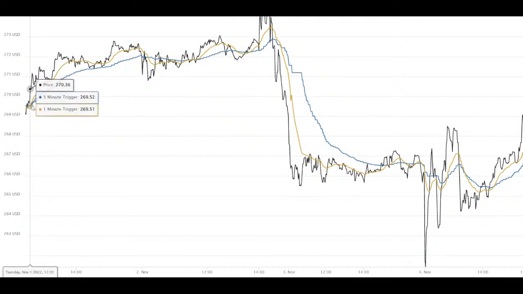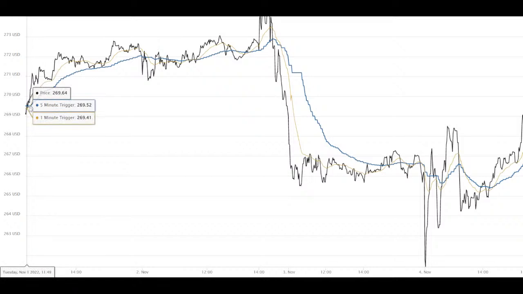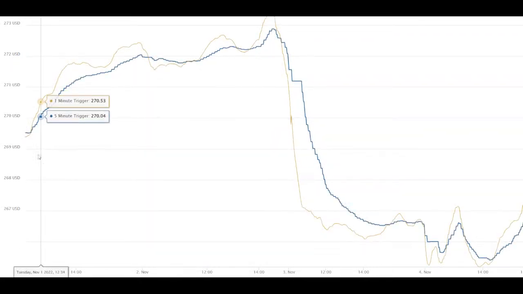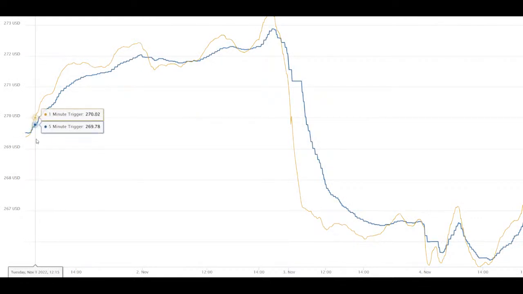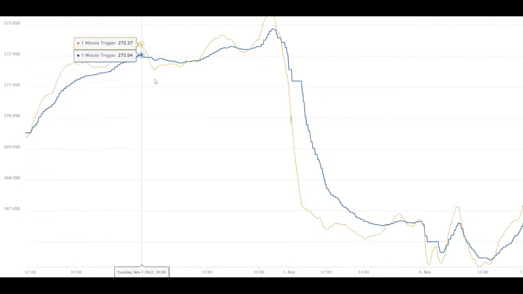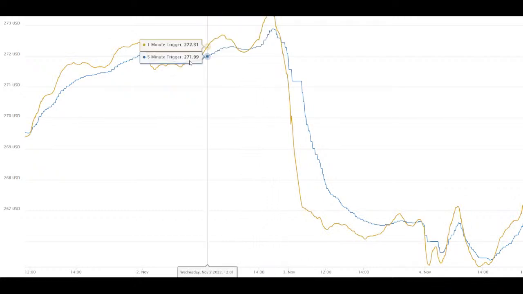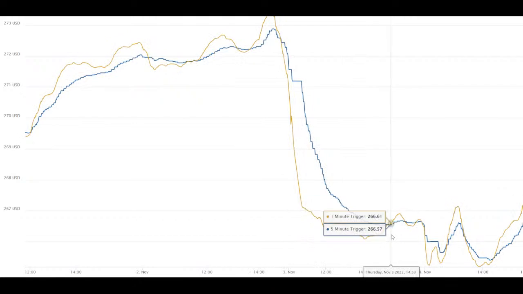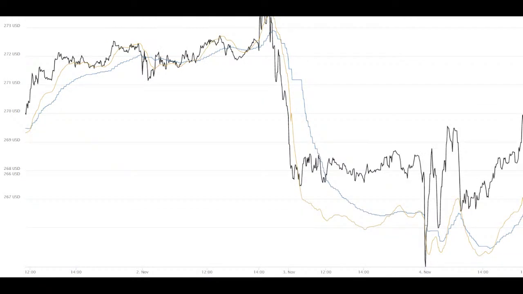So this right here would be a bullish trigger cross with the 1 minute trigger crossing above the 5 minute trigger. I'll remove price so you guys can see it a little better. You can notice here how the 1 minute trigger crosses above the 5 minute trigger, and then price moves bullishly up until here. Here you get a little cross down, but once you get this cross down, price moves bearishly. So let's bring back price.